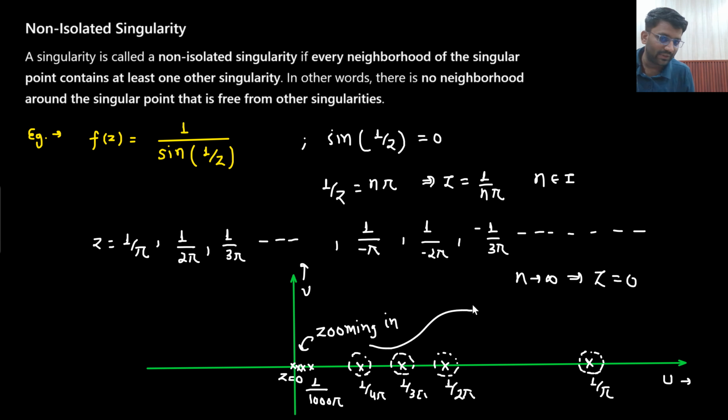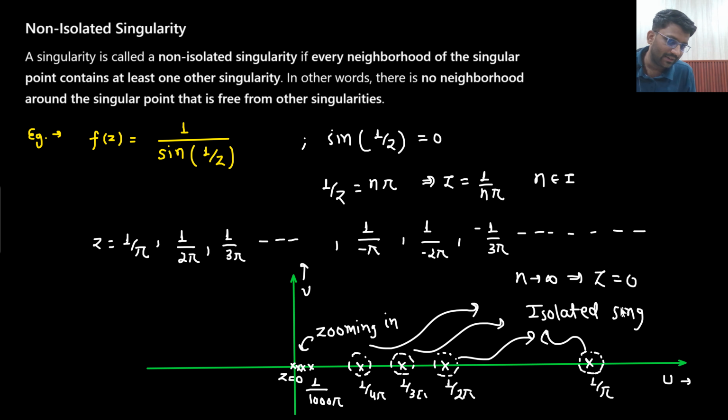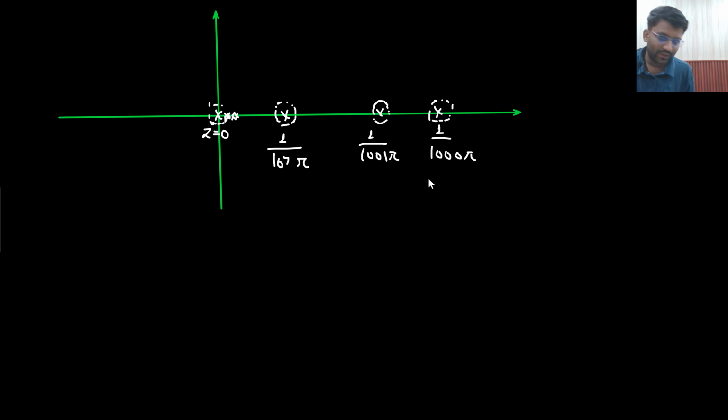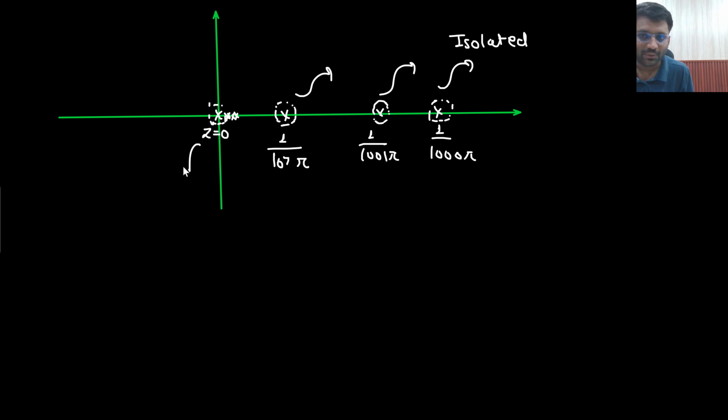So all these points are isolated singularities only, because they are saying that near to me there is no other singularity. But this guy Z equals 0, he will say I am a non-isolated singularity. Is that understandable to you or not?